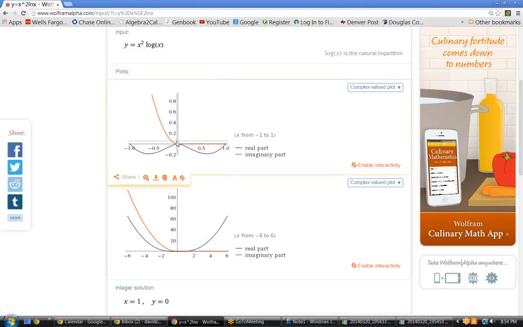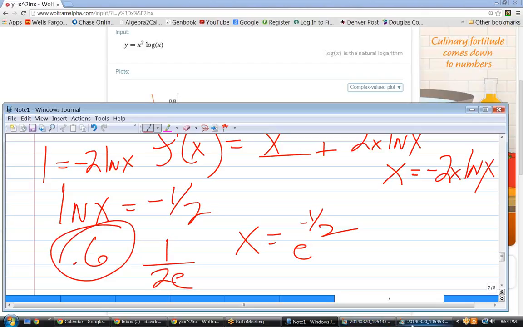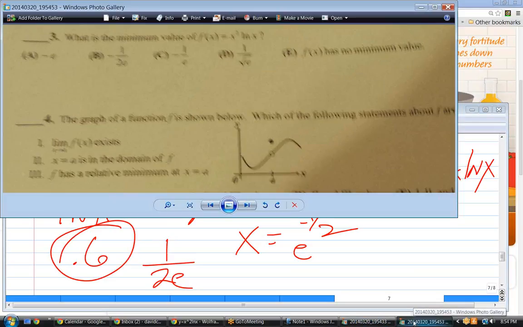Okay. And we know x has to be positive. So it's this point right there, which looks like about 0.6. So when x is equal to 0.6, is that 1 over 2e? I don't think so. Negative 1 over 2. Well, it's definitely not negative 1 over 2e. There's no way that's the right answer.